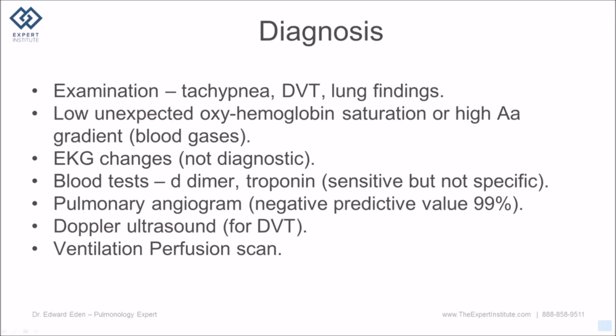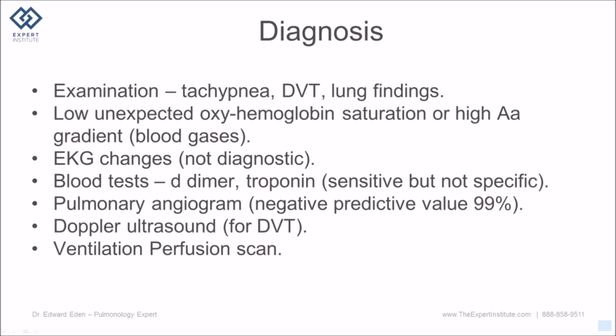These days, the CT angiogram is the most common test that's used for the diagnosis of pulmonary embolism, particularly in the hospital. It has a high negative predictive value. That is, that if it's negative, you can be 99% certain that the patient did not have a significant pulmonary embolism.